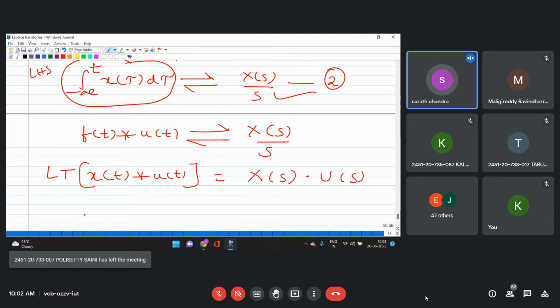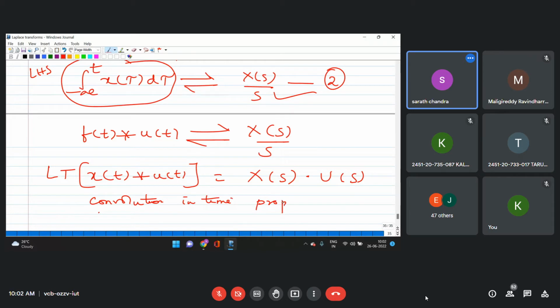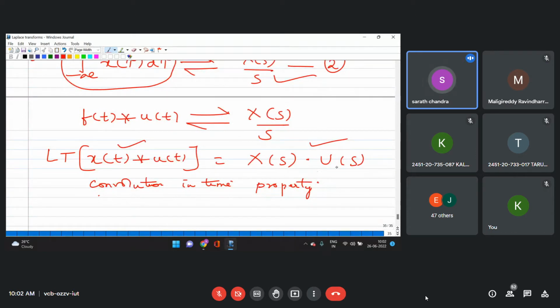Which property did I use here? Convolution in time. I've used the convolution in time property. Right? If it is convolution here, it will be multiplication in frequency. All right. So now, what is this X of s? What is this U of s? What is U of t? Step signal. What is U of s? Laplace transform of the step signal.